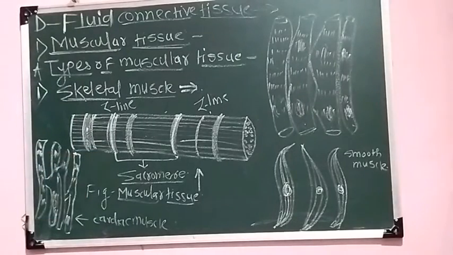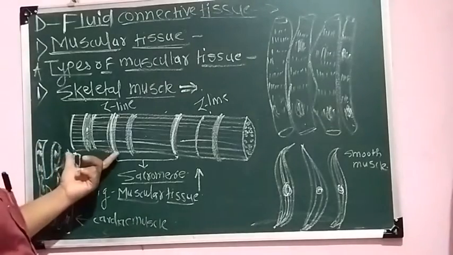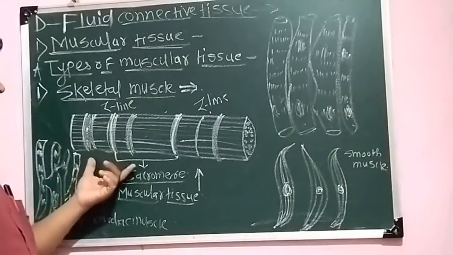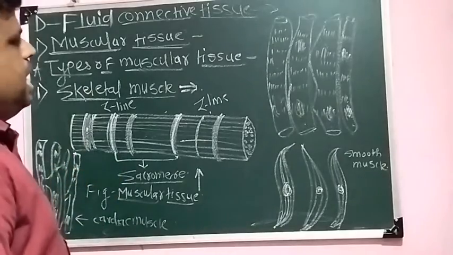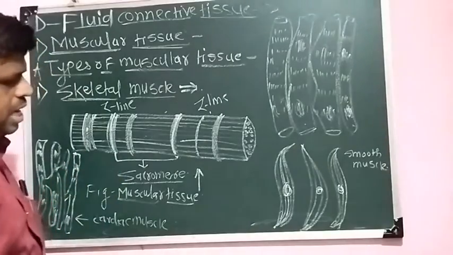And in that H zone, again there is a line, and that line is called an M line. The line seen in the Hensen's area is called the Hensen's line or H line.